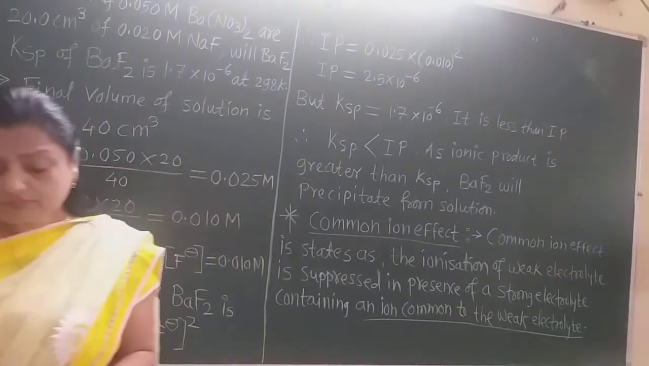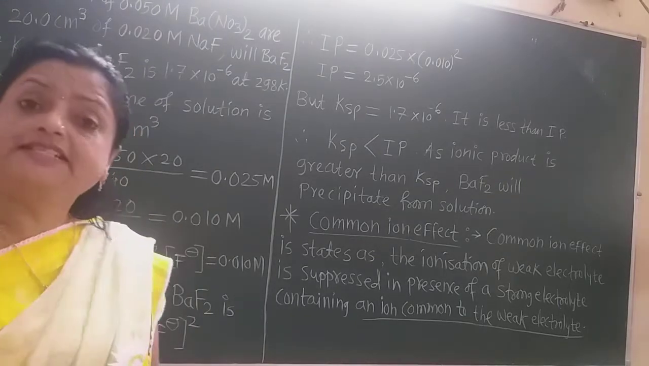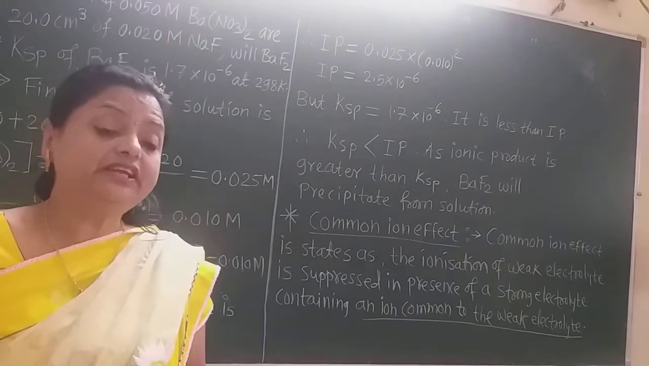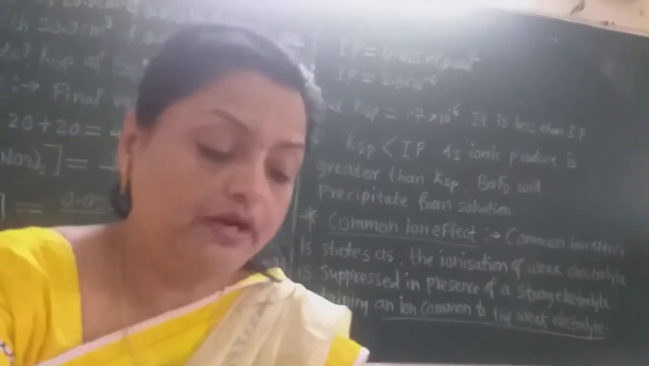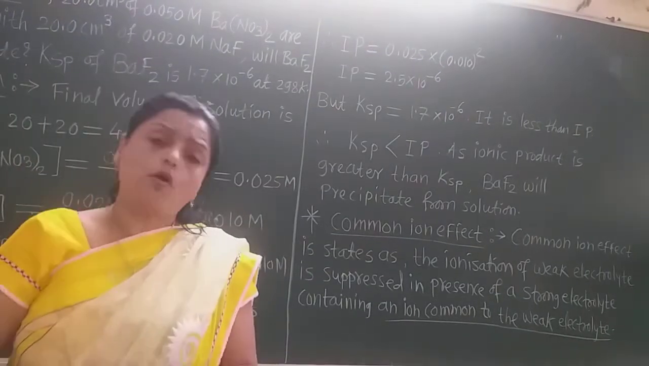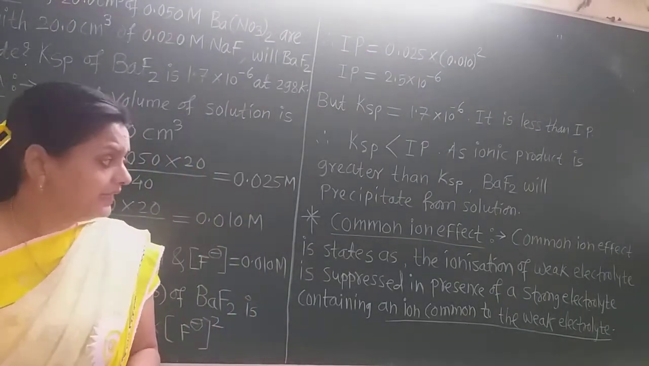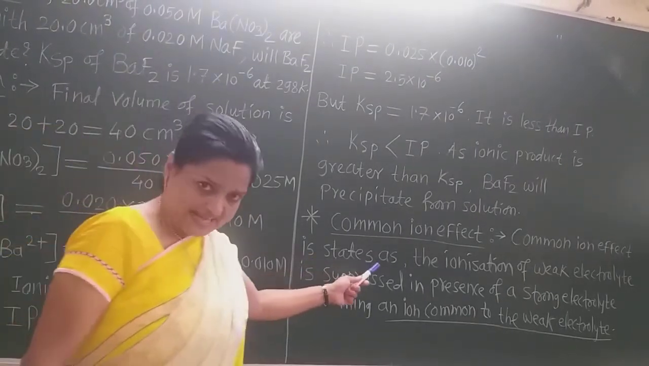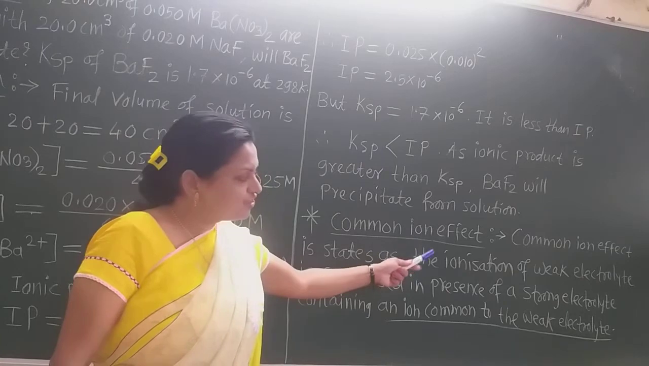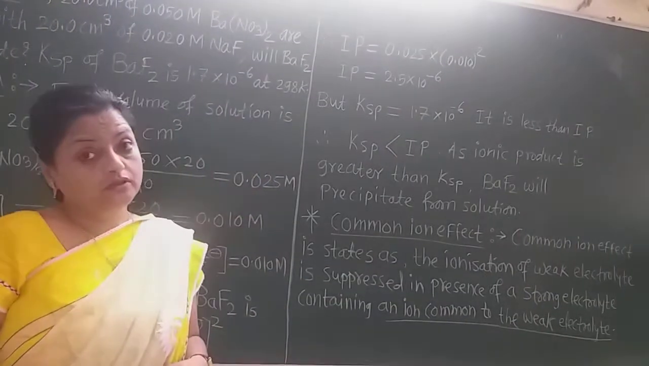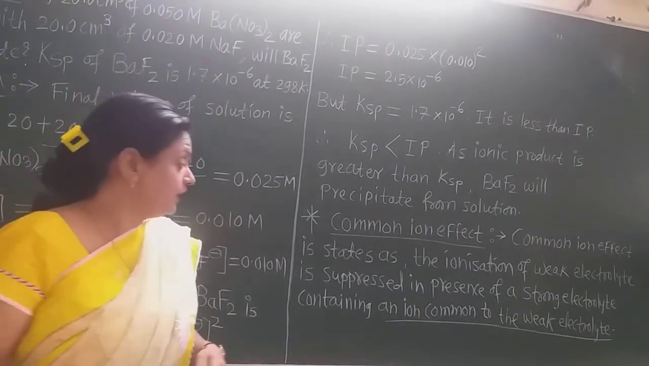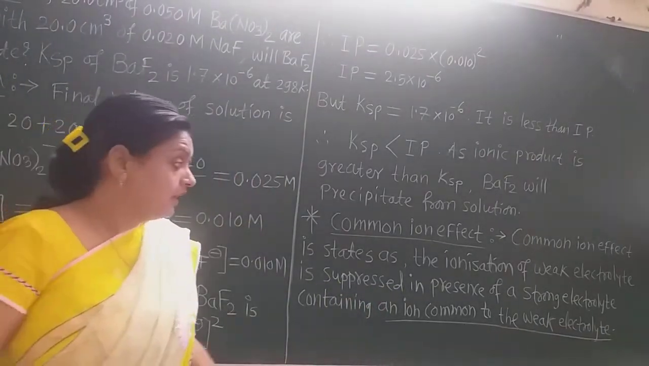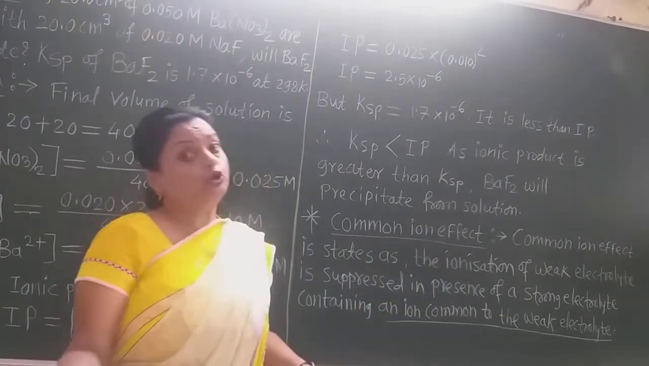Now students, let us learn a new topic, that is the common ion effect, which is very important. Now what is this common ion effect, how is it defined? Let us see first the definition. Common ion effect states that the ionization of a weak electrolyte is suppressed, meaning decreased, in the presence of a strong electrolyte.